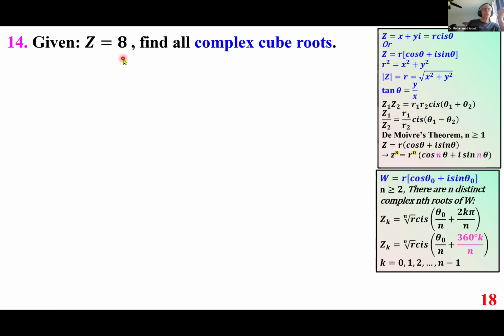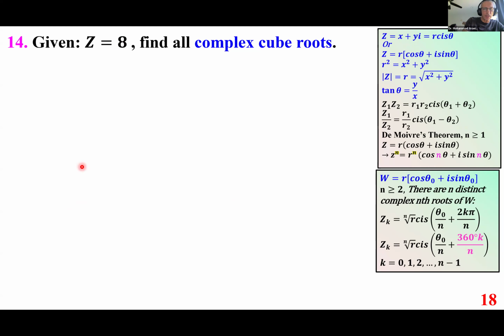So what is this one? Notice 8 is a positive real number. And remember, the real axis and the imaginary axis. Real axis is the x-axis, imaginary axis is the y-axis. So when z is just a real number, that means if you're looking at a plus bi or x plus yi, y is 0, we only have x. That's the meaning of it.